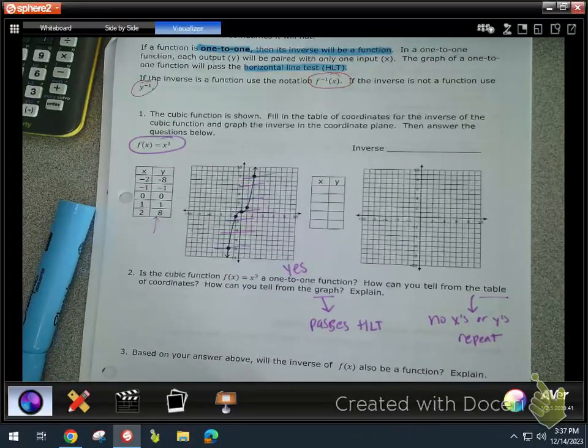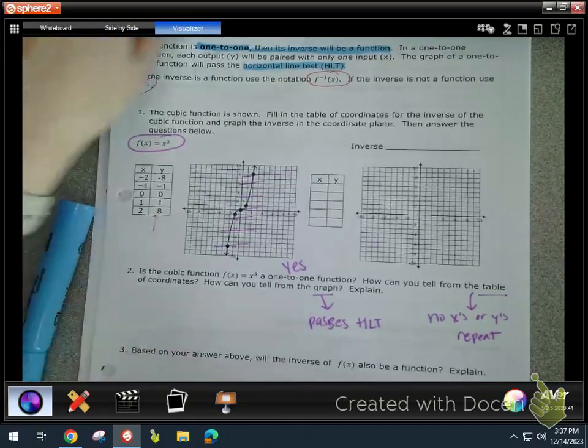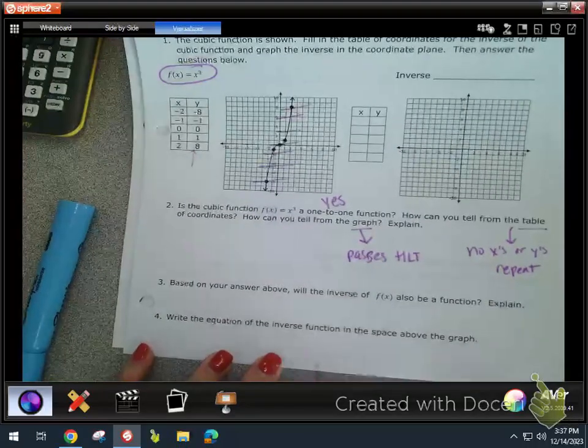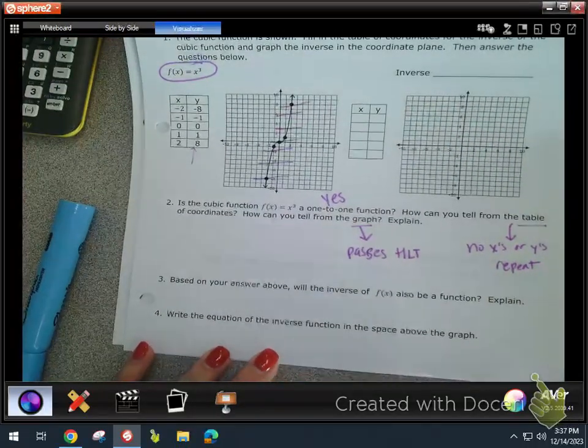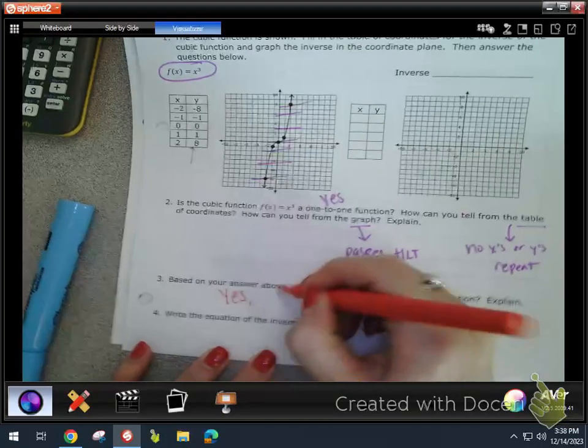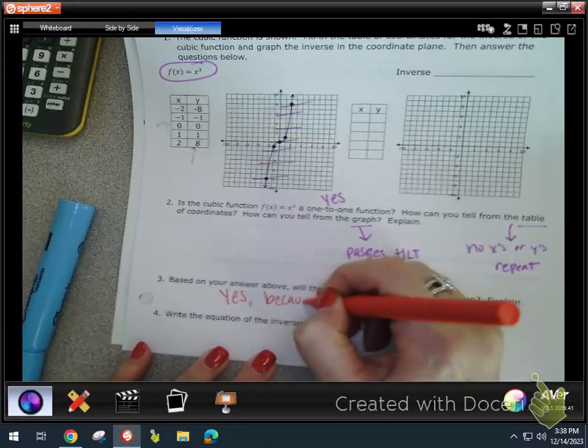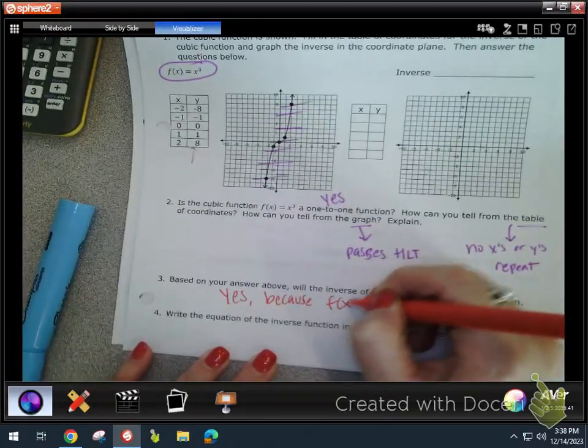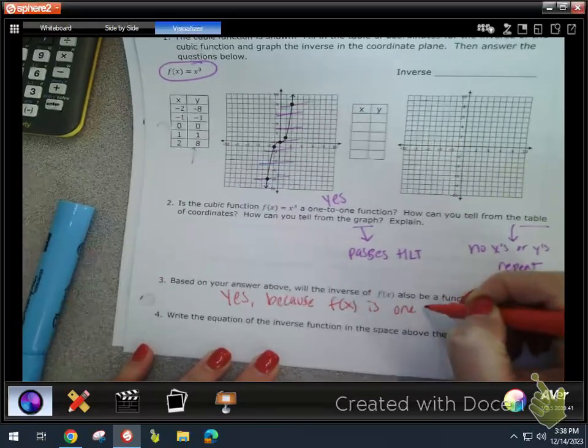So based on your answer, knowing that the cubic function is one-to-one, is the inverse of the cubic function going to be a function? Yes. Why? Because f of x is one-to-one.